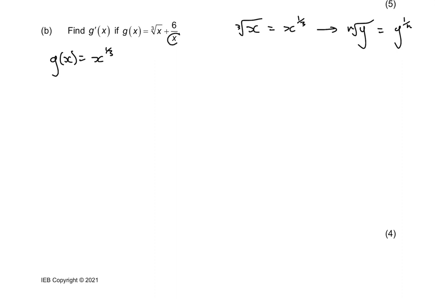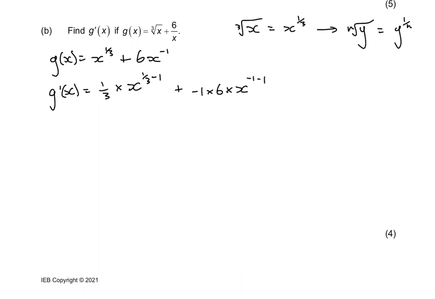Now this second term, in order to bring this x into the numerator, which makes it easier to differentiate, we can simply make the exponent negative. So we have, of course this is still going to be plus, 6x to the negative 1. Okay, now we have this in a form that's much easier to differentiate using the power rule. So g prime of x is going to be equal to 1 over 3, which is this exponent, times x to the power of 1 over 3 minus 1, plus minus 1, which is the exponent, times 6, which is the coefficient, times x to the minus 1, and then minus 1 again.